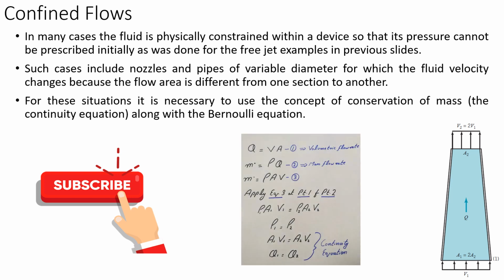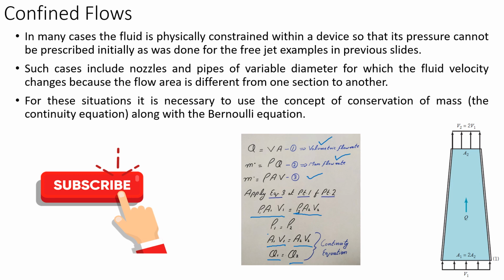So what we are going to do is take these 2 points, point 1 and point 2, and apply this volumetric flow rate and mass flow rate equation on point 1 and point 2. By applying these two equations, we get the continuity equation, that is A1 V1 is equal to A2 V2.